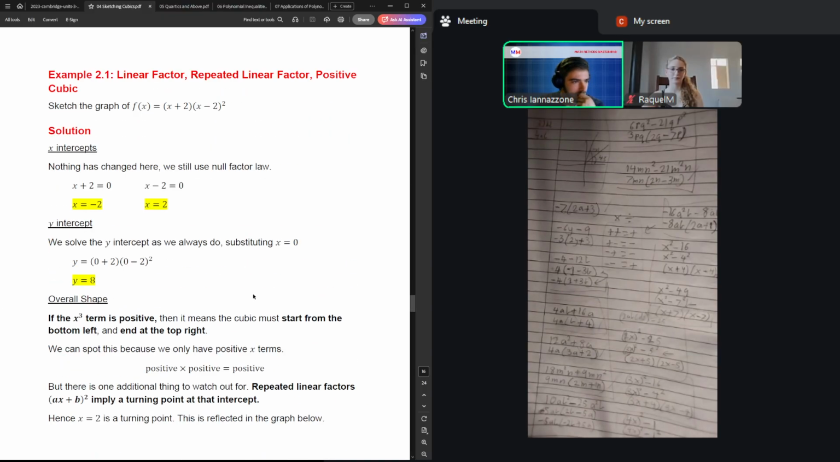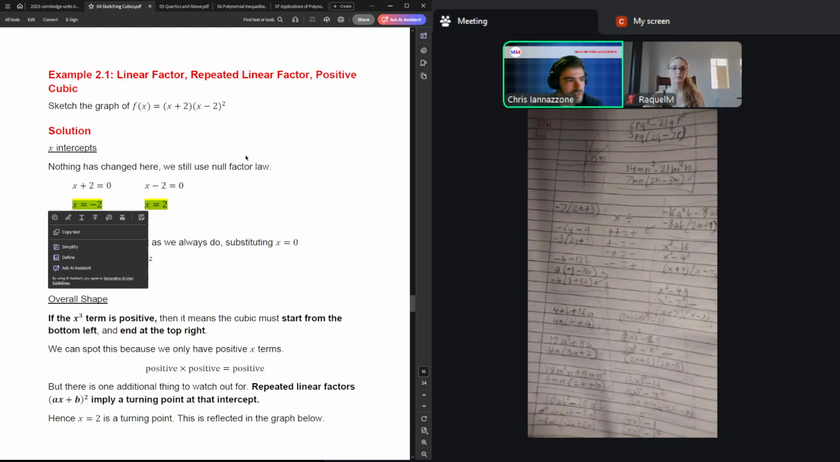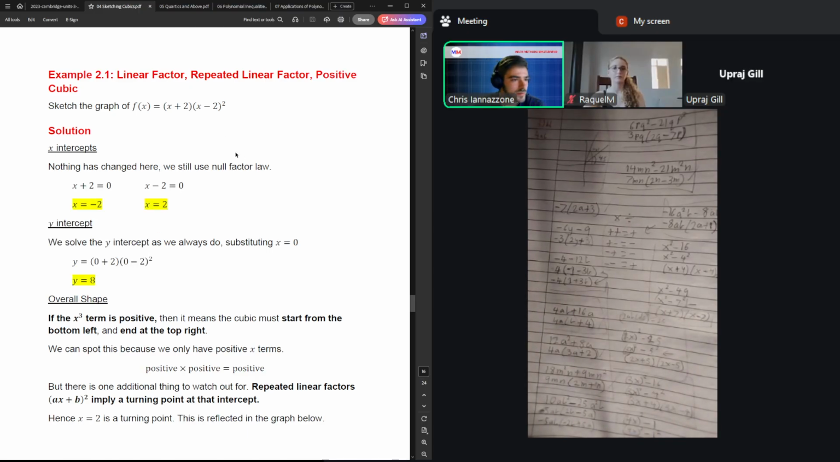Easy. Cool. Repeated linear factors. So again, this is where we have a square on the linear term itself. X and Y intercepts are never going to change how you solve them. It's still just null factor law. But one of the things you'll notice is that instead of having 3 X intercepts, we now have 2. All right, and that's because it looks like we just have 2 terms as opposed to 3 terms.